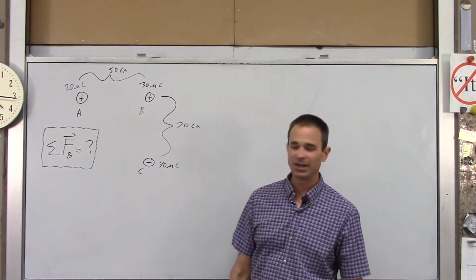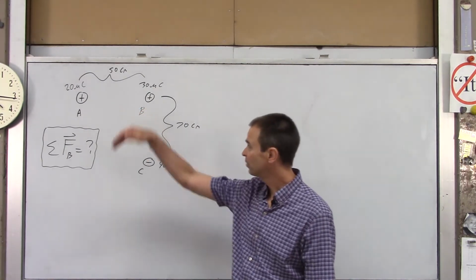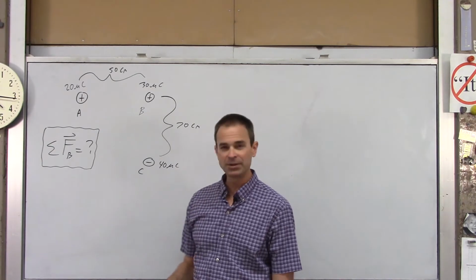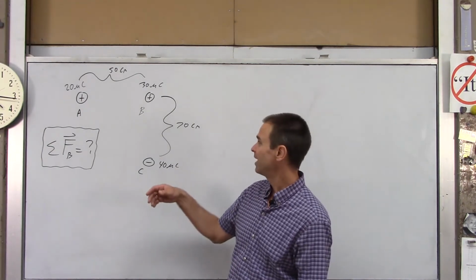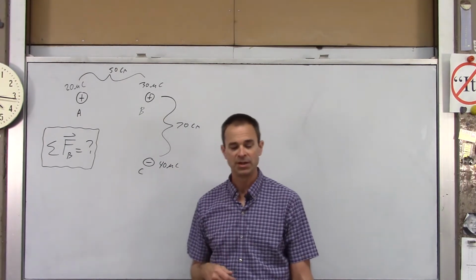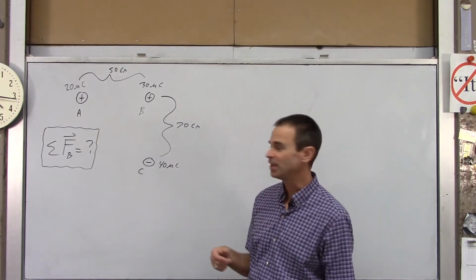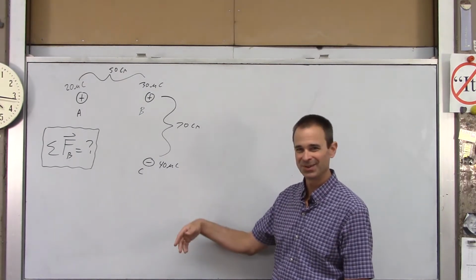Today we've got an example involving electrostatics. Specifically, we've got three charges in a pattern. They're not lined up, and we're going to find the net force acting on charge B due to the other two charges, A and C. So you might want to spend a moment copying that down. All right.